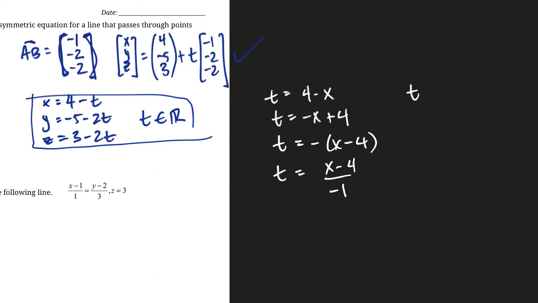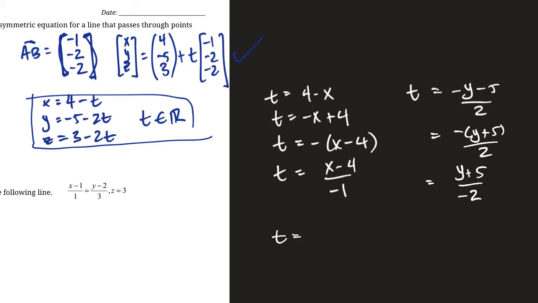We can do the same thing for the y. If we isolate y here, we're going to get negative y minus 5 over 2. And again, we don't want anything in front of that y, so let's pull out a negative. Negative y plus 5 over 2. And that negative, we can put that again in the denominator. It doesn't matter where we put that negative. So just for proper form, let's just put it down there. And then we can do the same thing for z. So t in this case is going to equal negative z plus 3 over 2.